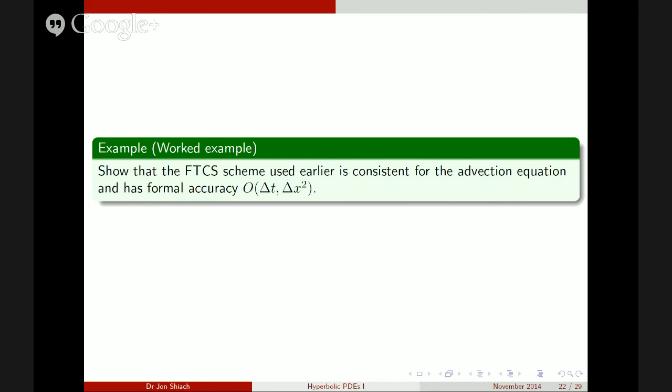So it's consistent, but when we ran it, we showed that it was unstable. Just because a scheme is consistent doesn't mean it's stable. It has to be both consistent and stable to be convergent. If we want a convergent scheme, we have to show it's consistent and stable.